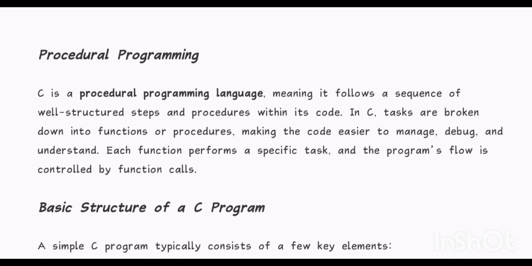Procedural programming. C is a procedural programming language, meaning it follows a sequence of well-structured steps and procedures within its code. In C, tasks are broken down into functions or procedures, making the code easier to manage, debug, and understand. Each function performs a specific task, and the program's flow is controlled by function calls.